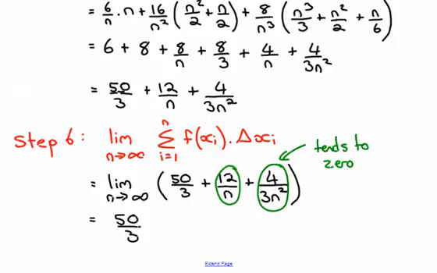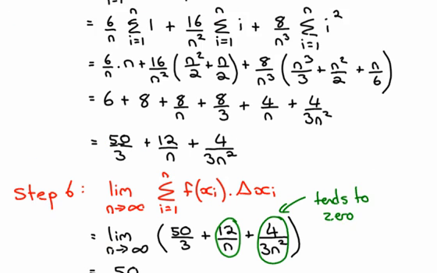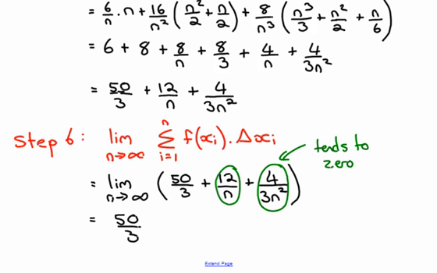Go back, check if you've answered your question. It says evaluate that integral. So it hasn't asked you for an area. You've just had to evaluate the integral. So the integral is 50 over 3. And you can check it by actually calculating the integral.